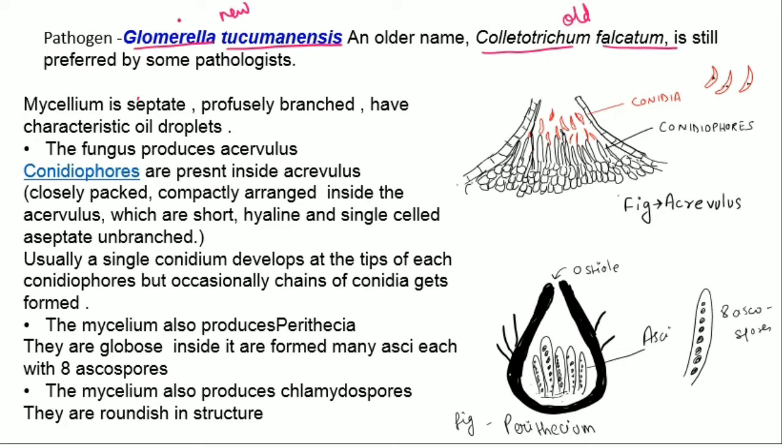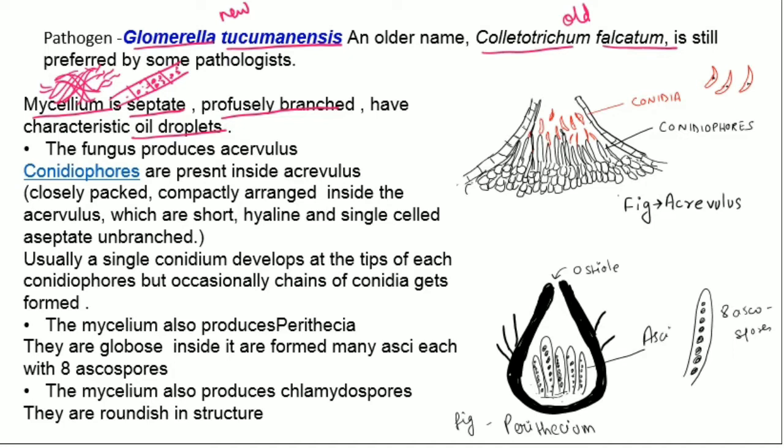Now, when scientists isolated Glomerella tucumanensis from diseased sugarcane plants having red rot disease and observed it under a microscope in the lab, they found that it is a mycelial type of fungus composed of many hyphal networks, and each hypha was multicellular and septate. That is, the cells were separated by common walls. Also, the fungus was very profusely branched, and had characteristic oil droplets. Suppose these are the oil droplets; each cell had some specific oil droplets present in it.